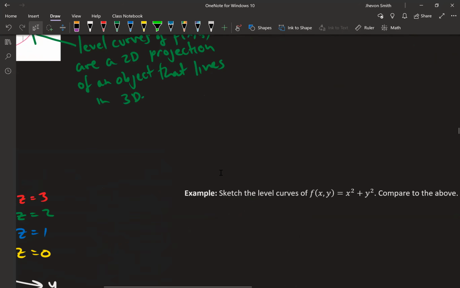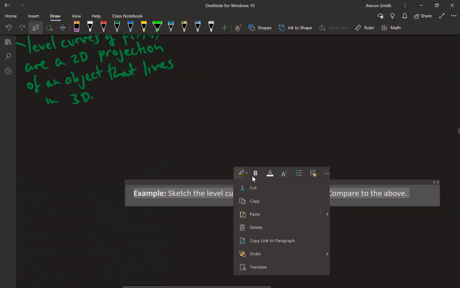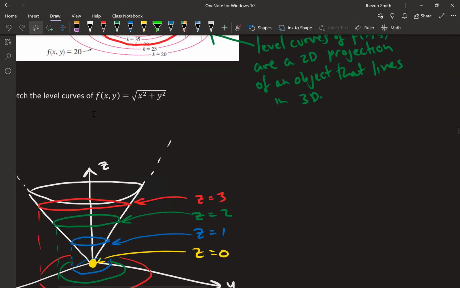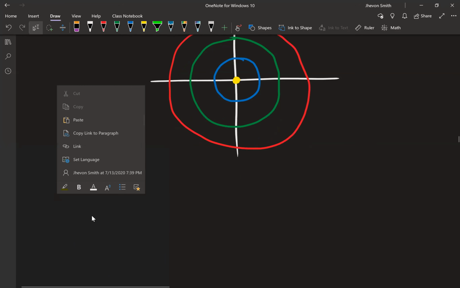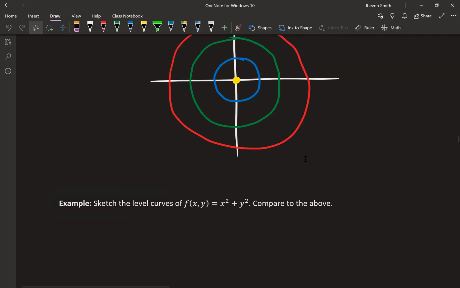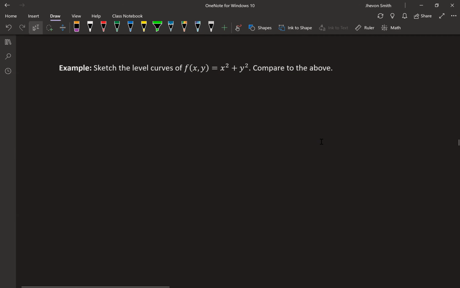Similarly, we can plot the level curves of this one. Okay, rapid fire. What's this one? z equals x squared plus y squared. What is it?